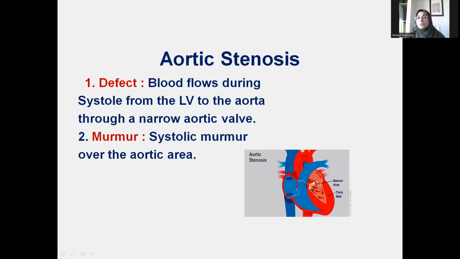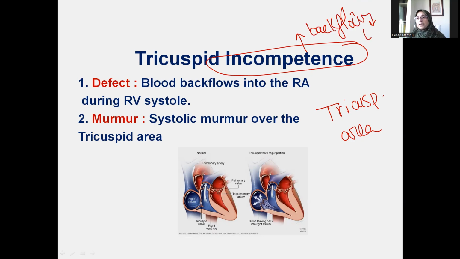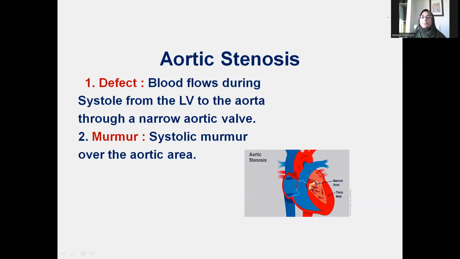Aortic stenosis results in... by the way, I forgot to remind you of the cause of murmurs in case of incompetence. In case of incompetence, the cause of the murmur is the backflow. And when you have backflow of blood, again, you have turbulence. And if you have turbulence, then you will have a murmur, okay?